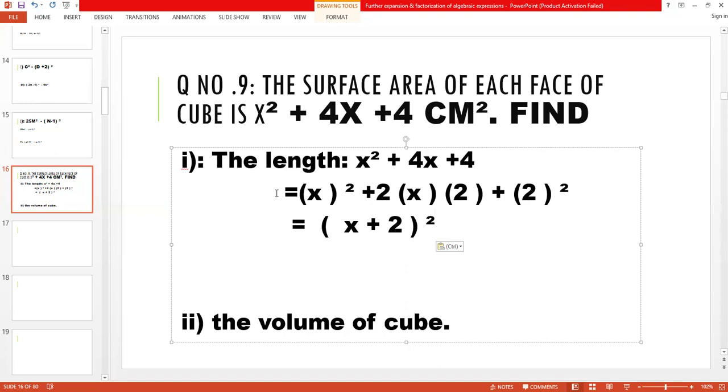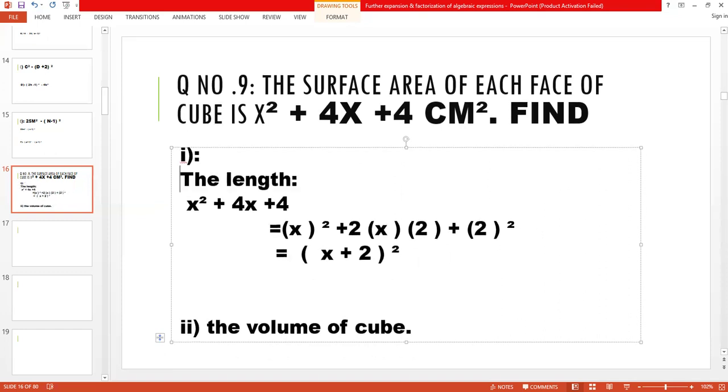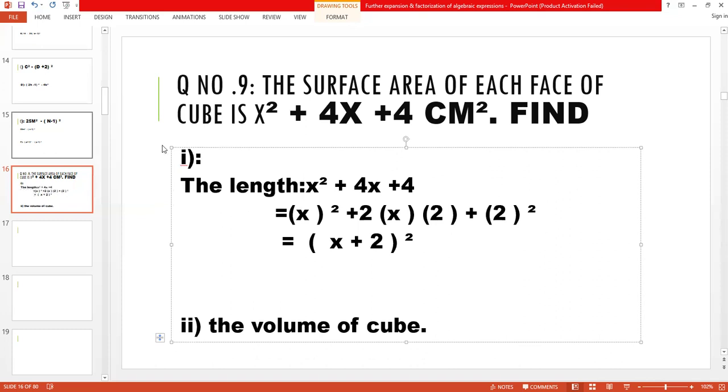Okay. Before doing this, we have to find the length. But before finding the length, we have to do one more step. Just look here. As you know, surface area is given. So what is the formula? Which formula do you have to use for finding surface area?